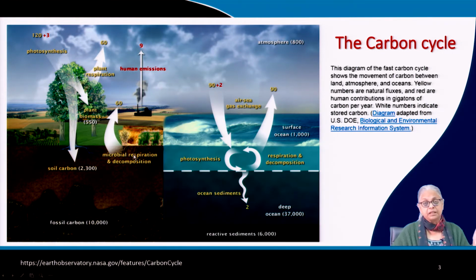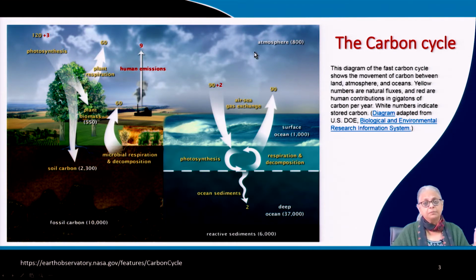This is for the terrestrial part, and we also know about anthropogenic emissions. We know that whenever we burn fossil fuels, that's one of the biggest sources of human emissions. So that's about 9 gigatons per year. What about the aquatic environment?